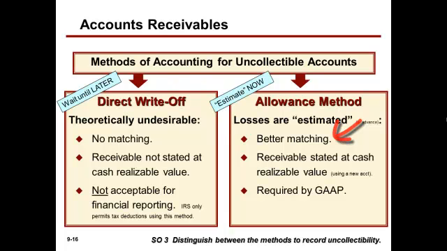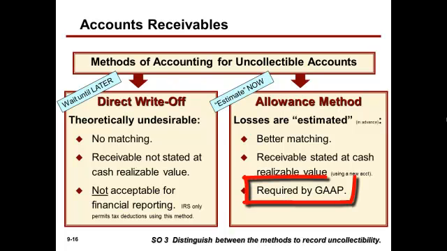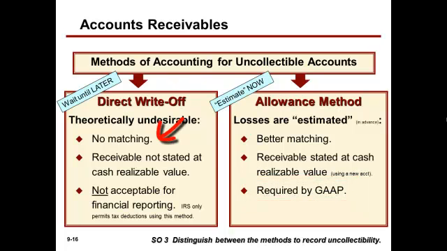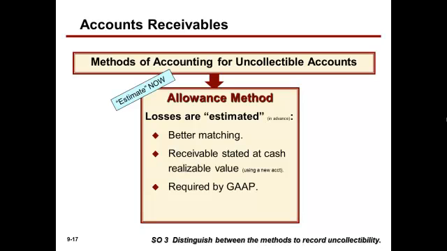It also states receivables at a cash realizable value using a new account. The allowance method is required by generally accepted accounting principles. The direct write-off method, as we'll see, has no matching of revenues and expenses. It is not acceptable for financial reporting. However, the IRS requires this method when doing tax returns. So let's examine the allowance method, where losses related to uncollectible accounts are estimated in advance to get a better matching of expenses against the revenues in the current period.